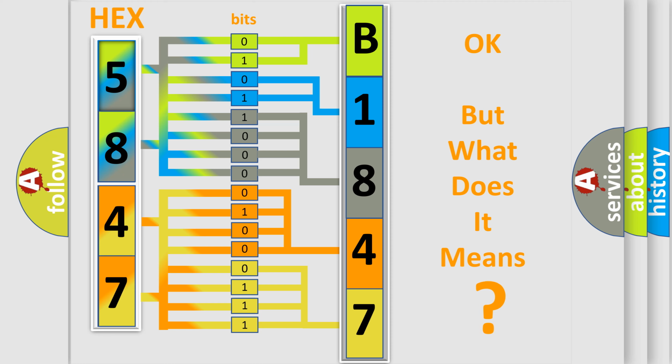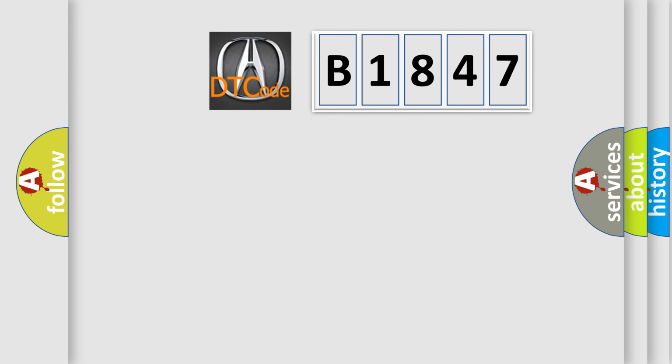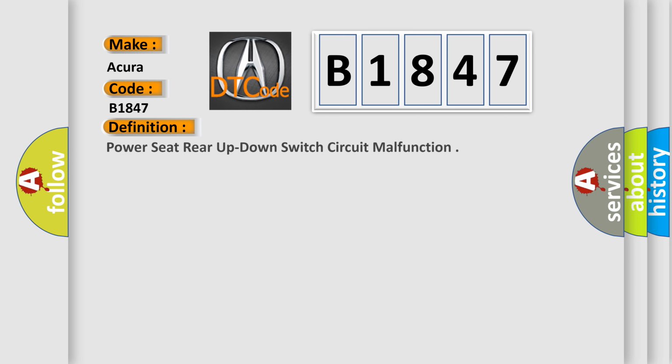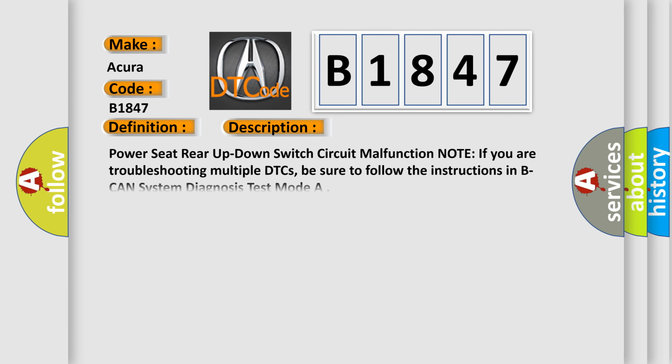The number itself does not make sense to us if we cannot assign information about what it actually expresses. So, what does the Diagnostic Trouble Code B1847 interpret specifically for Acura car manufacturers? The basic definition is power seat rear up-down switch circuit malfunction. And now this is a short description of this DTC code. Power seat rear up-down switch circuit malfunction.